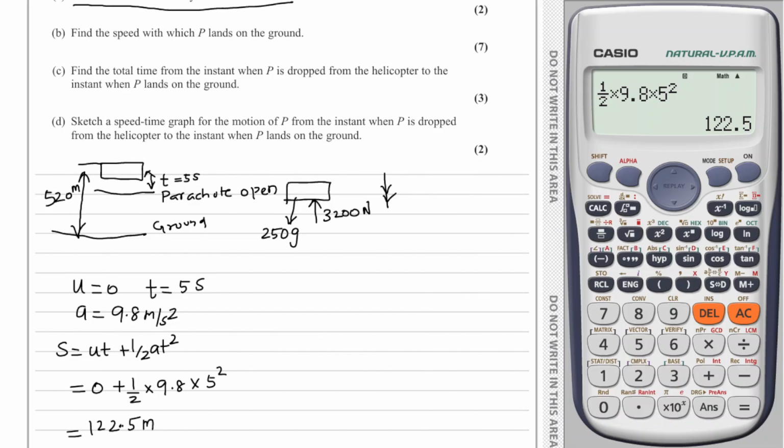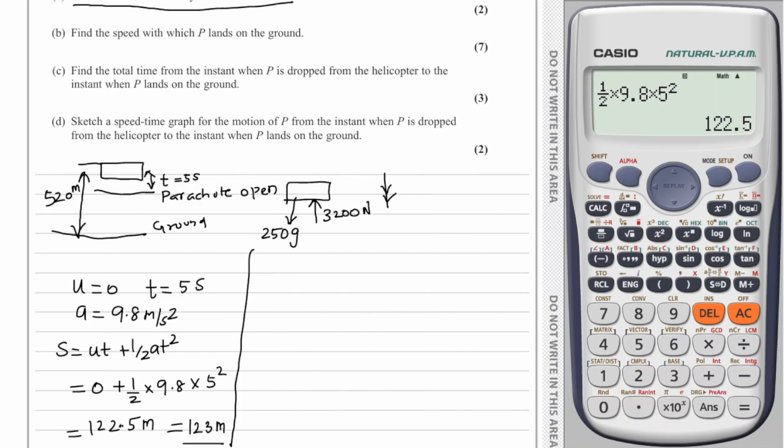Either we can write it to 2 significant figures or 3 significant figures as your answer. So I just write it as 3 significant figures. So it is 123 meters. So for the first 5 seconds, the distance traveled by the parachute and the box is 123 meters. Then the next question we need to solve.